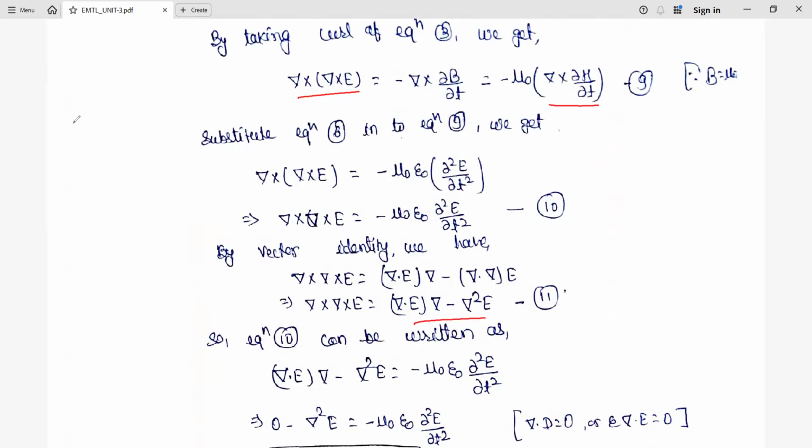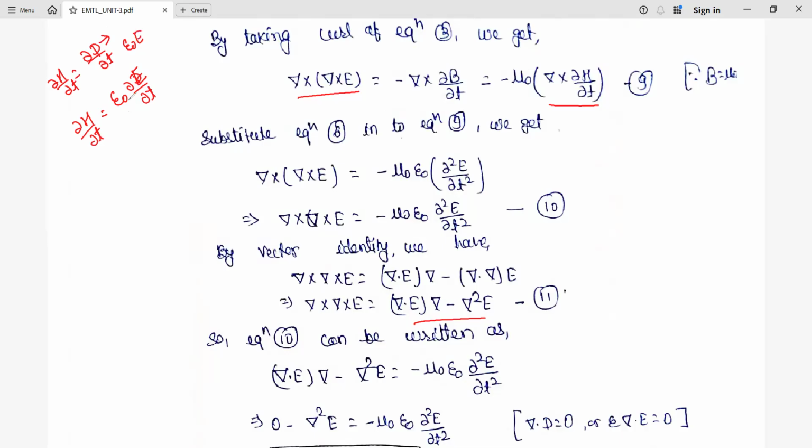Since earlier we have ∂H/∂t, J is already 0. So ε₀ ∂D/∂t. That value we are going to substitute, and this D we have replaced. Okay, so it is the E. Since the general equation we have is ∂H/∂t equal to ∂D/∂t, so D is replaced by ε₀ times E.